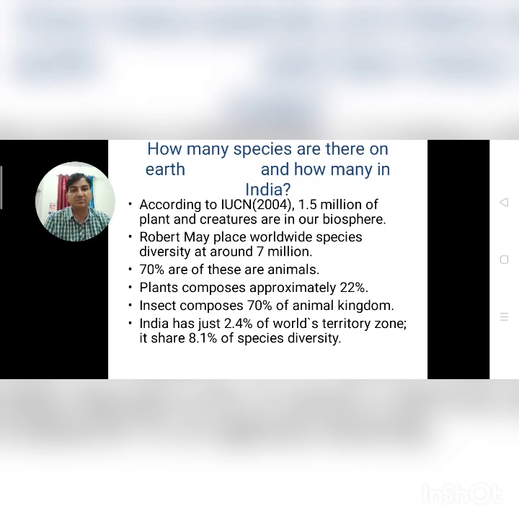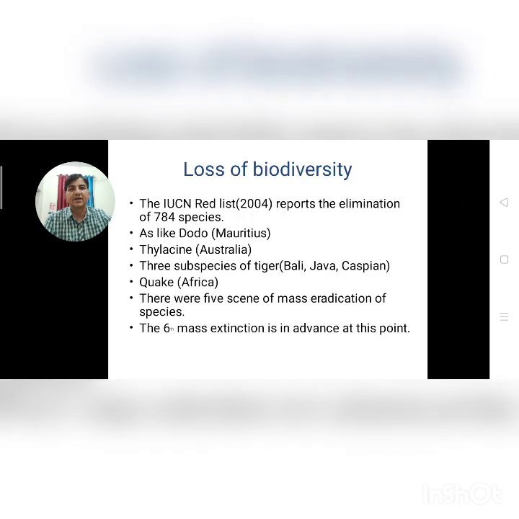Robert May places the worldwide species diversity at around 7 million. 70% of these are animals. Plants comprise about 22%. Insects comprise about 70% of the animal kingdom. India has just 2.4% of the world's territory, and it contributes about 8% of total species diversity. So this is very, very important.